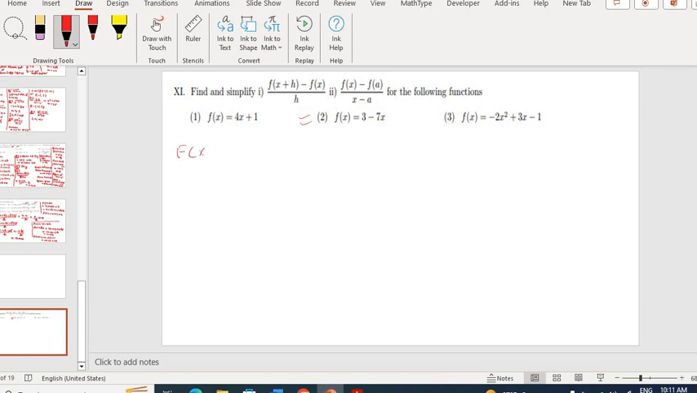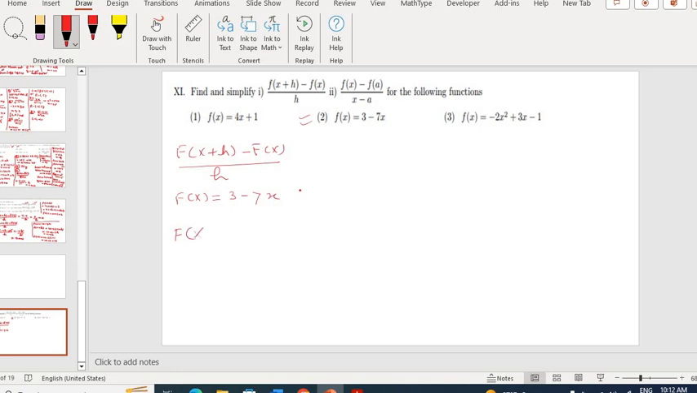Find and simplify f of x plus h minus f(x), divided by h. So what you have to do, I'm going to pick this function f(x) equal to 3 minus 7x. So what we have to do, just simplify it by using this function 3 minus 7x. So f of x plus h, but here the function is f(x). So we can write it.